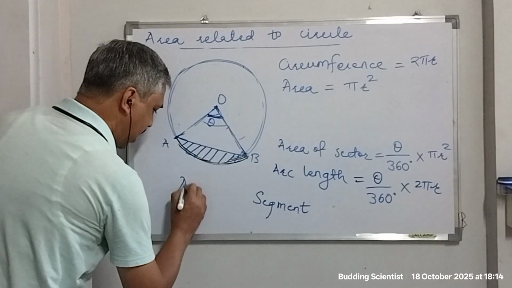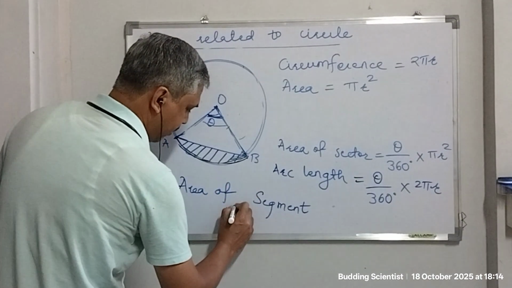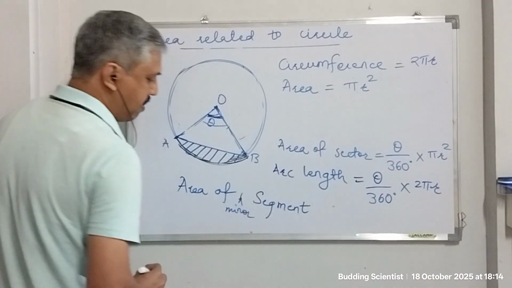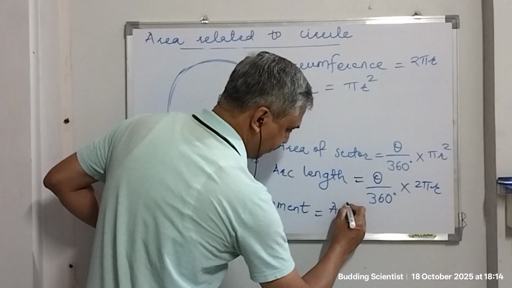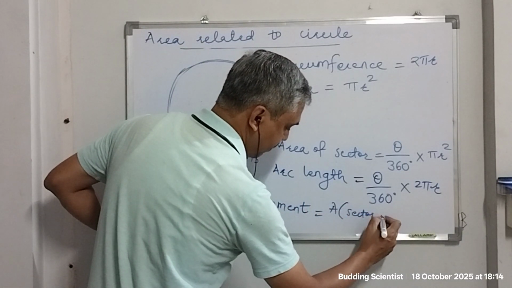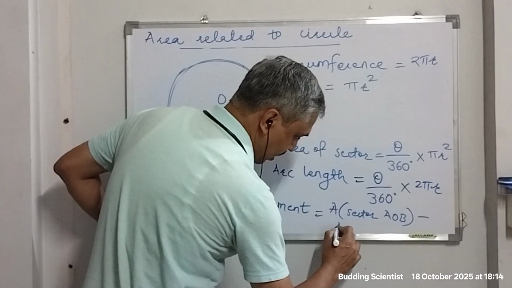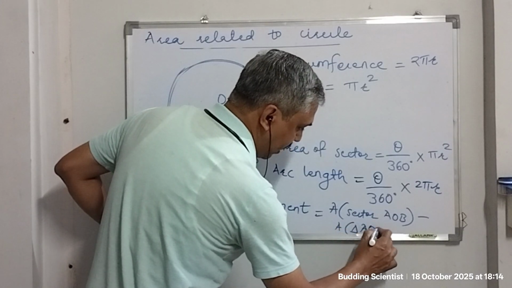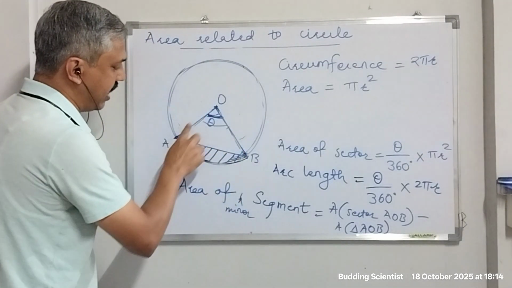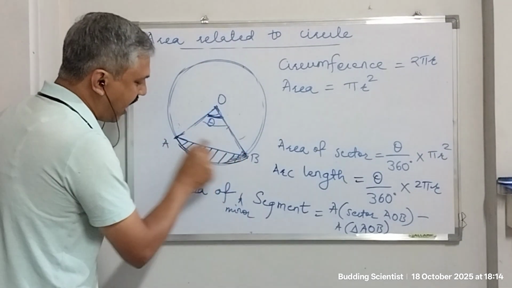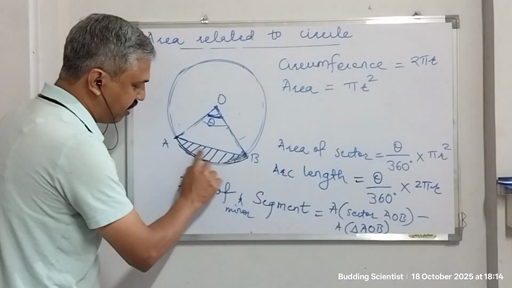I will write: area of minor segment is equal to area of sector AOB minus area of triangle AOB. So this entire sector's area minus this triangle's area will be equal to this area. This is the minor segment, the area of the minor segment.